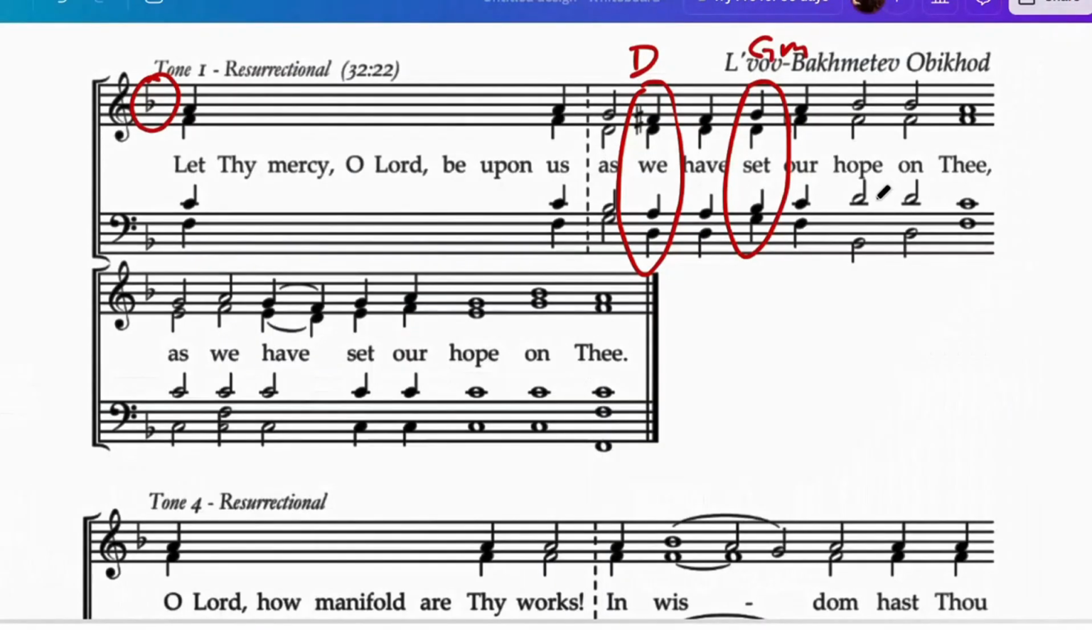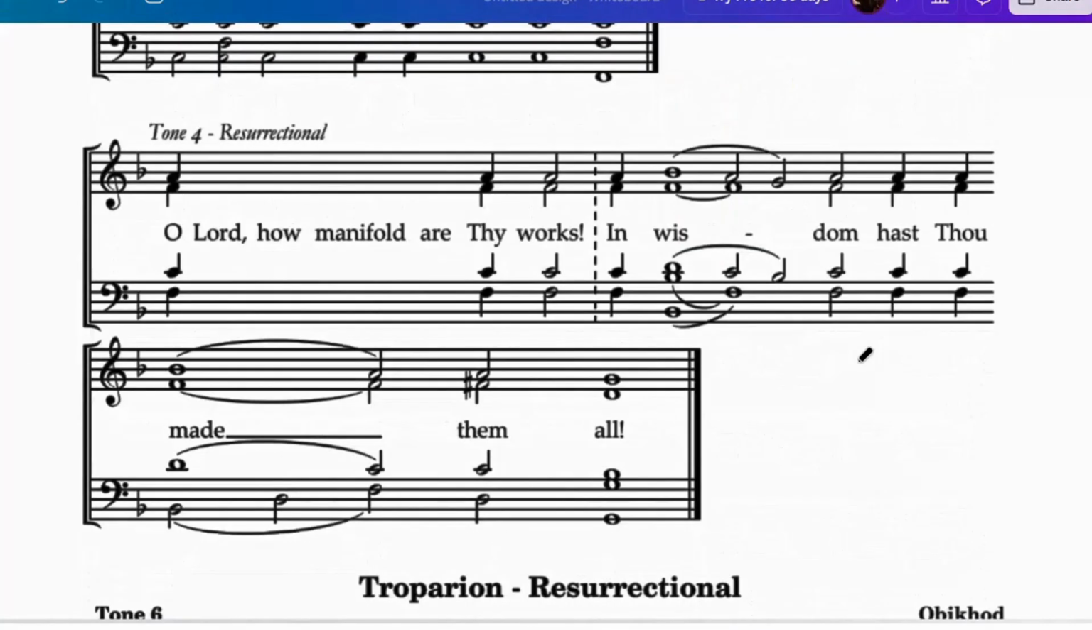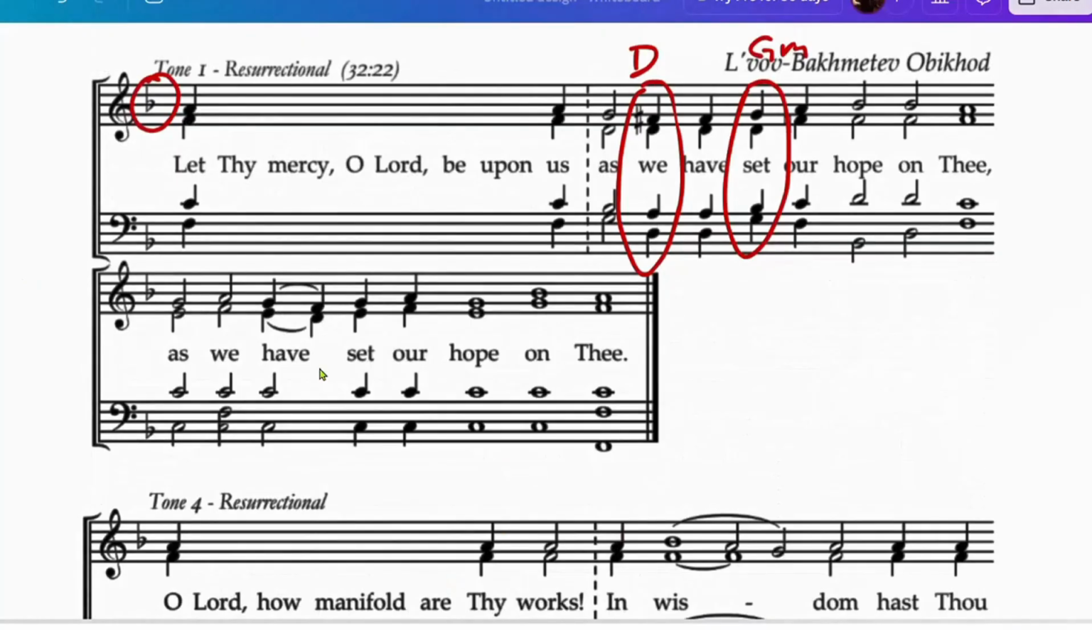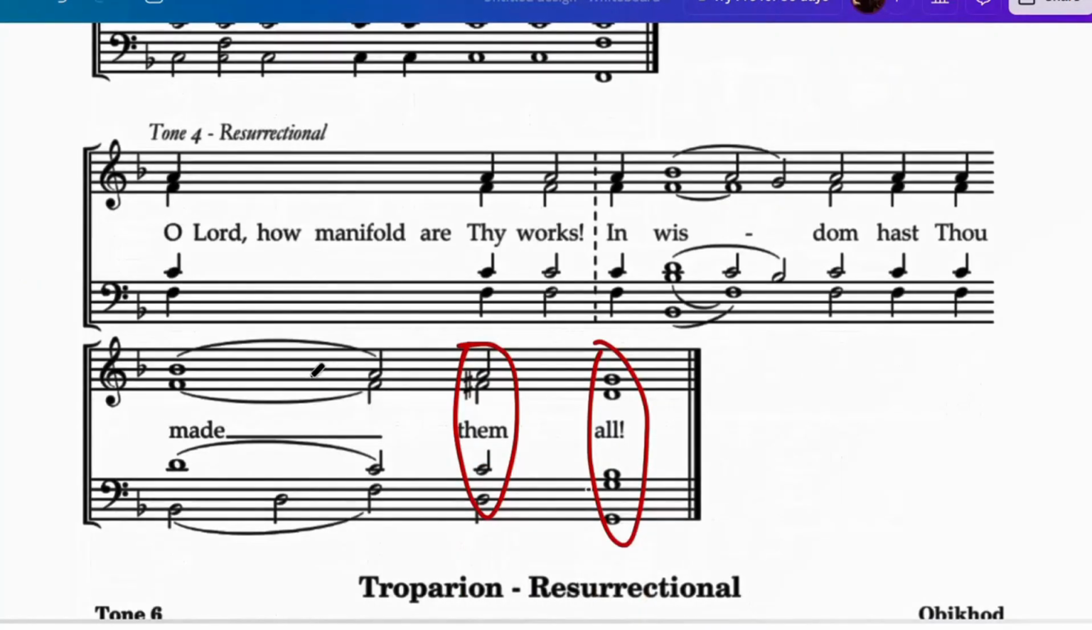So that's what we get. You can hear how the D takes you right to the G minor. Similar thing is going on here. Same thing. This is the Tone 4 Resurrectional Prokeimenon. Same deal. There's a D major taking it to a D minor, and that's what the song ends on. And this is just like the chords we saw right here, except that this has the low G as well.